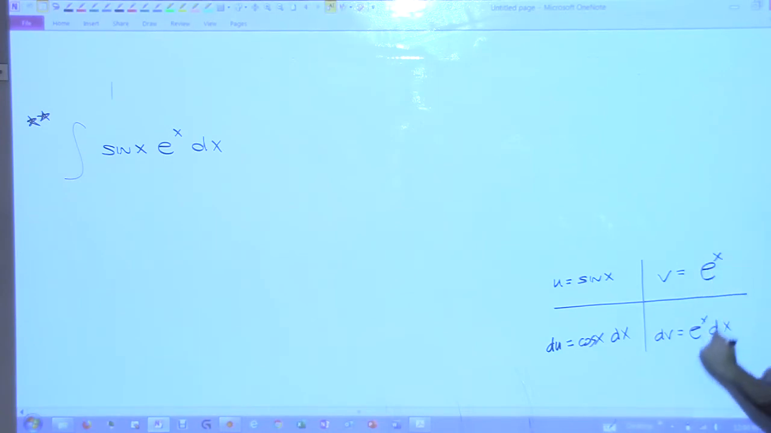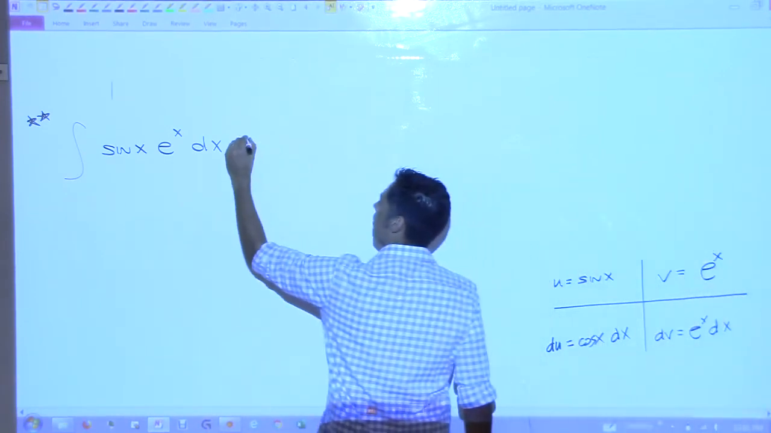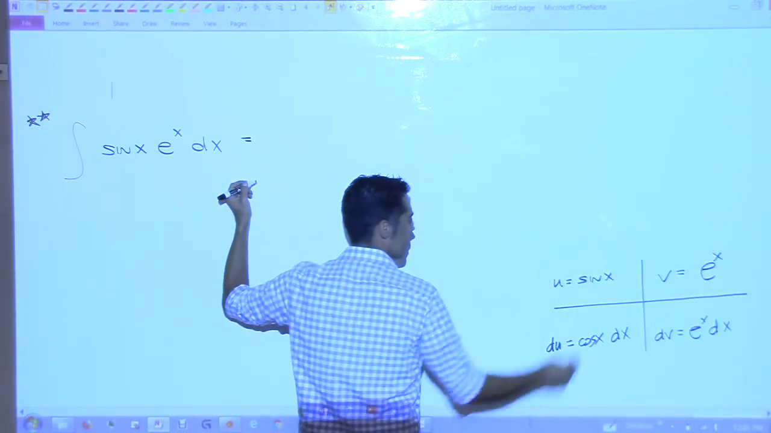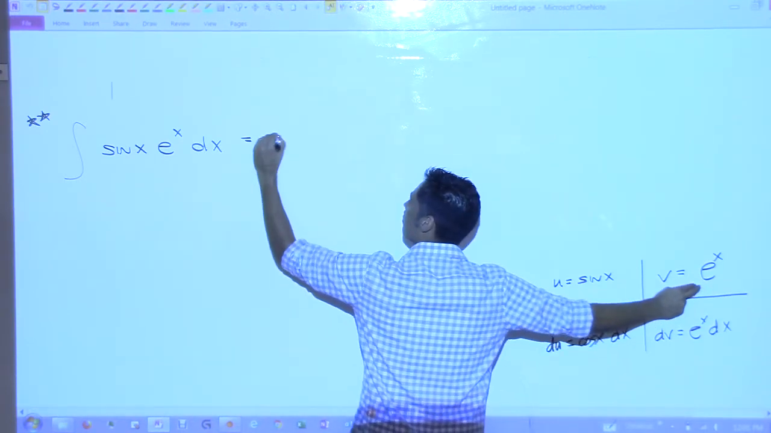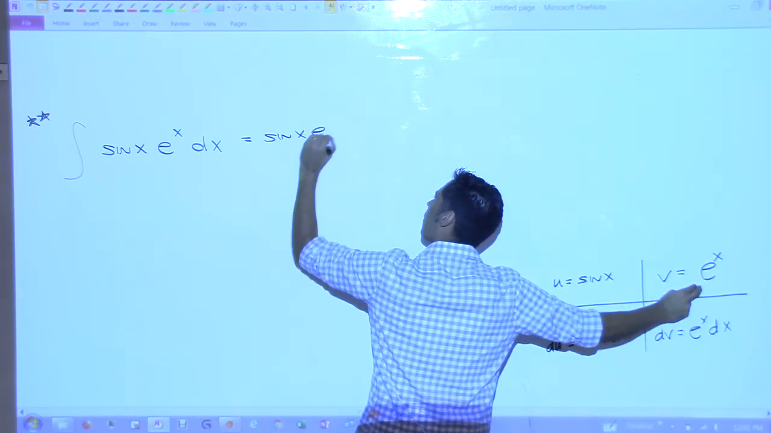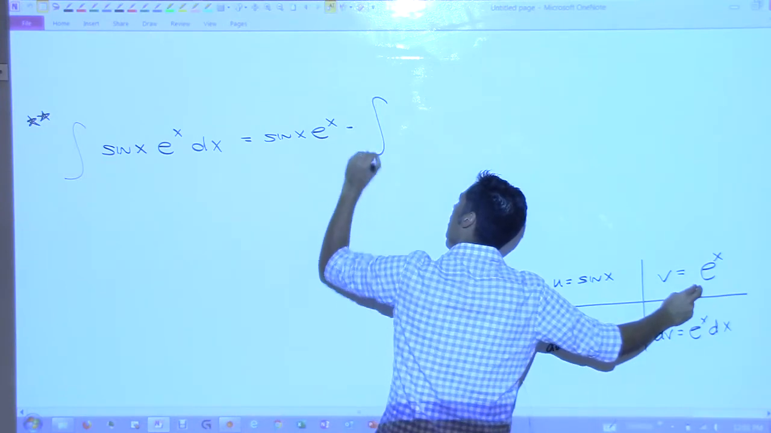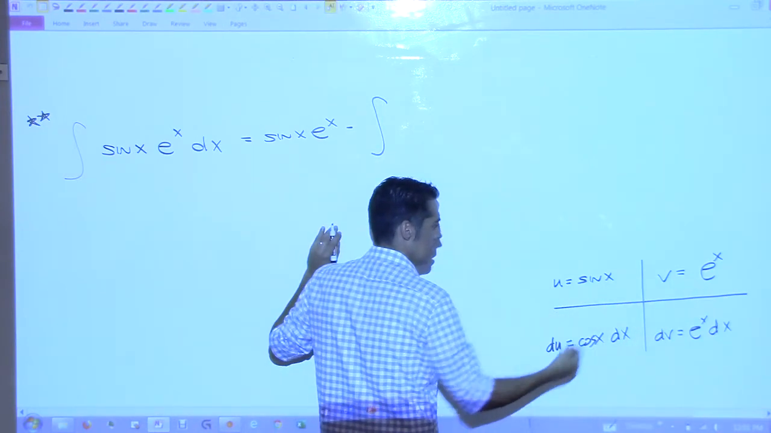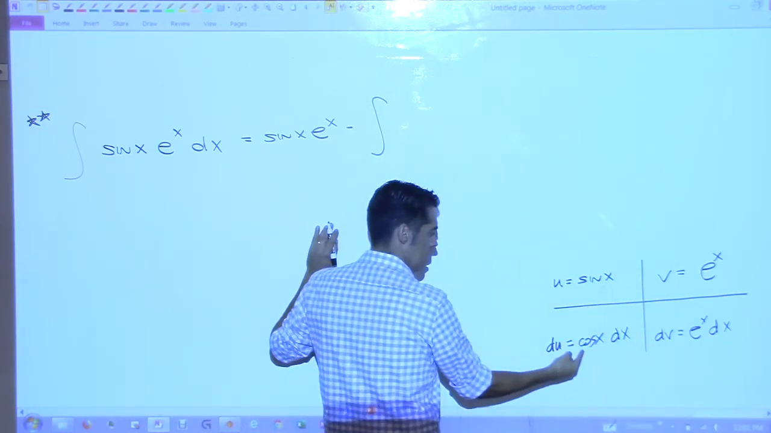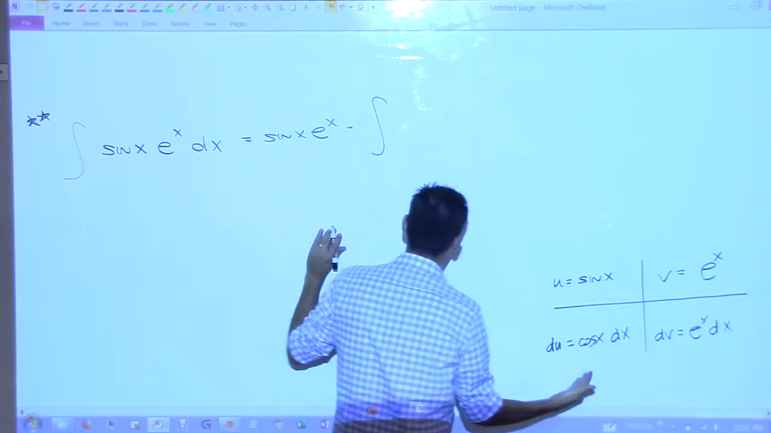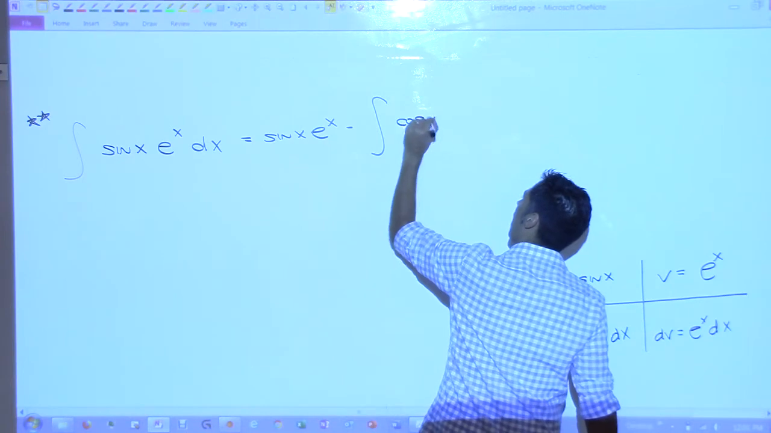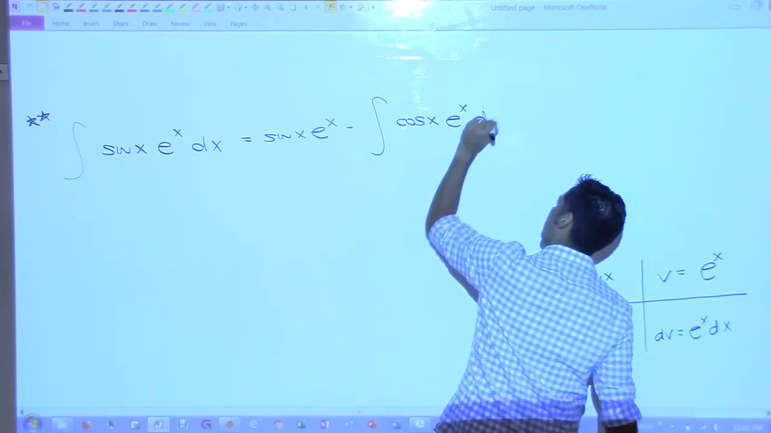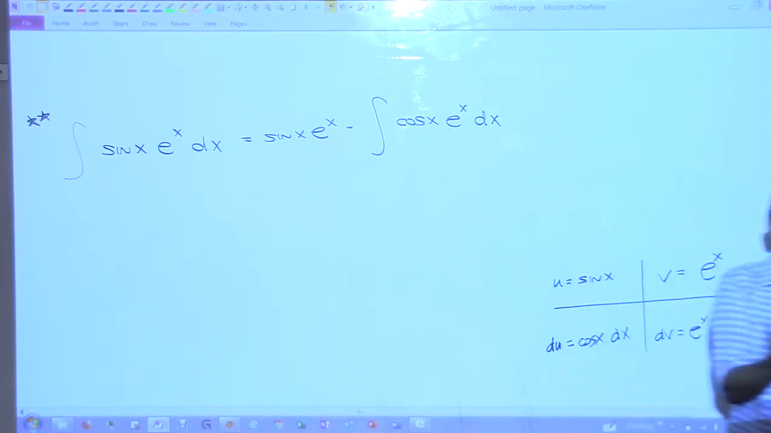Okay, so keep going. What is this going to be in terms of u v minus integral of v du here? Sine x, e to the x, minus, little space there, integral, e to the x times that. So I'm going to write it this way, cosine x, e to the x, dx. The only reason I'm writing it that way is because I'm just being consistent. I've been putting the trig function in front of the exponential. That's just the way I've been doing it.